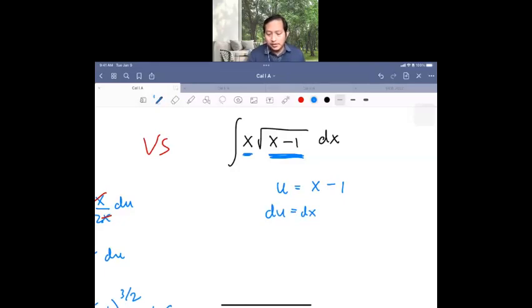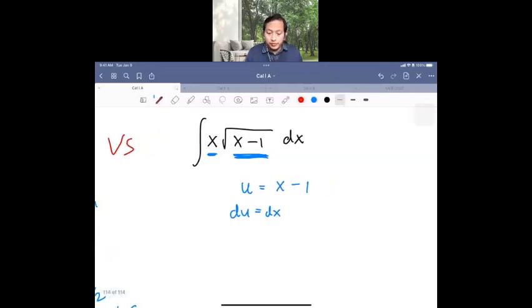But we still have another part, which is x. But this is, I believe, similar to what we have done before. We can exchange this into x is u plus 1. Okay, very clear, right? So what's the idea behind all of this?